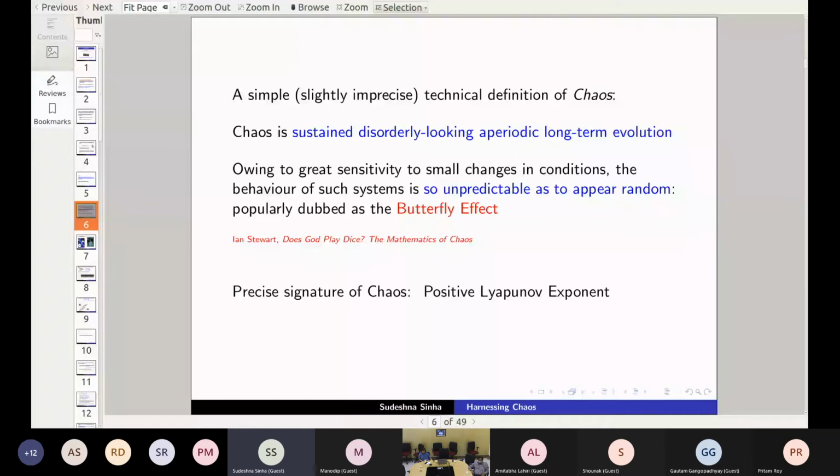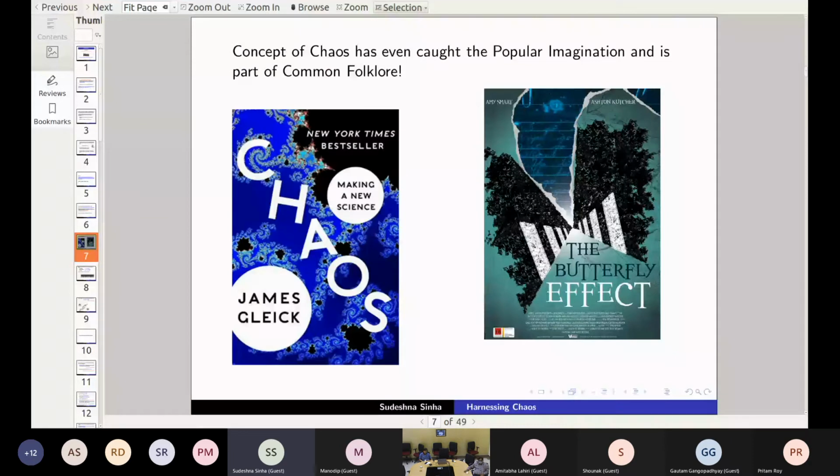I will not put it down exactly here, but it is a quantitative signature which tells you on average how fast two infinitesimally close trajectories fly apart in phase space. So it tells you how these outcomes become extremely different extremely soon. Okay, and now of course this concept of chaos has even caught on in the popular imagination. It's part of common folklore, and there are bestsellers, and there are even Hollywood movies. So once there are Hollywood movies, you've really broken into the popular psyche. So that's the fun part.